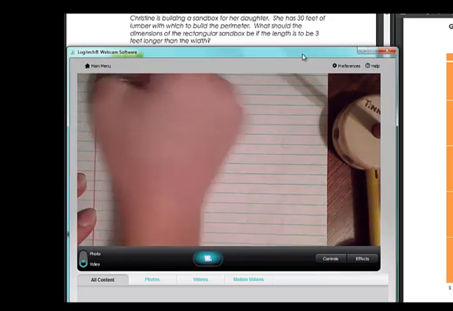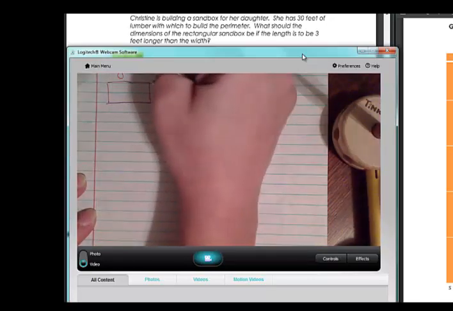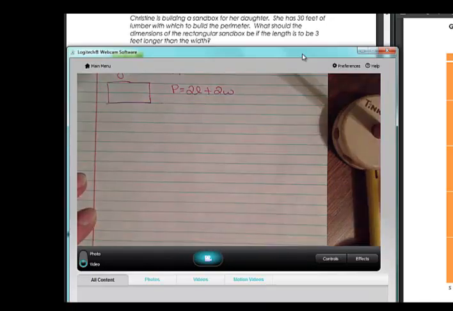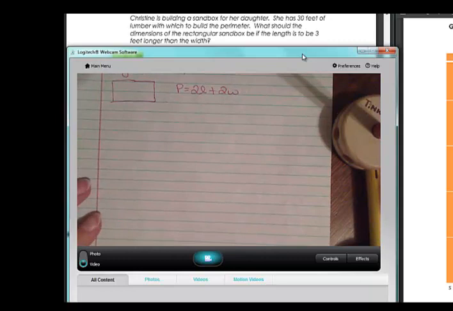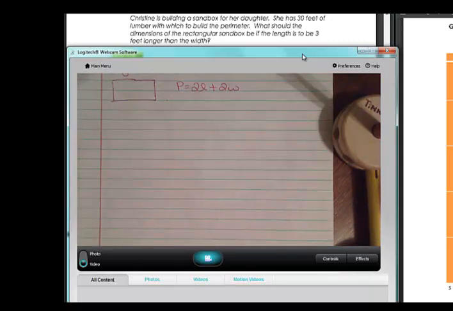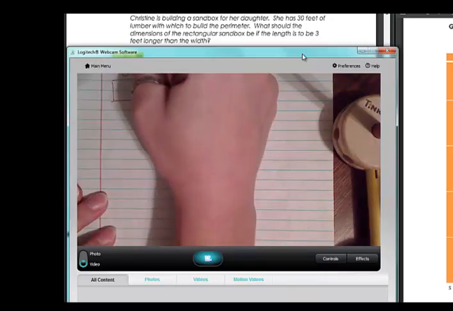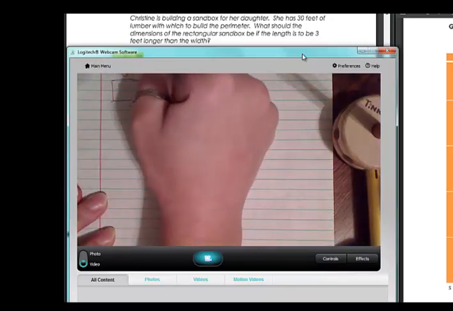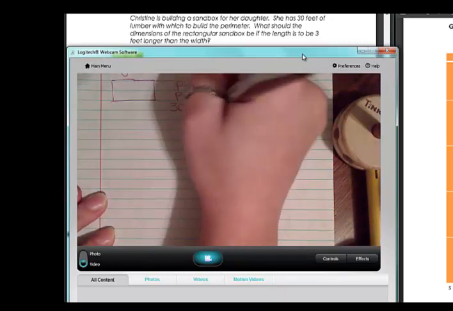And the perimeter of a rectangle is 2 length plus 2 width. That's nice. She even told us that she has 30 feet of lumber to use. So she told us our P is 30. So again, we can write that as 30 equals 2L plus 2W.